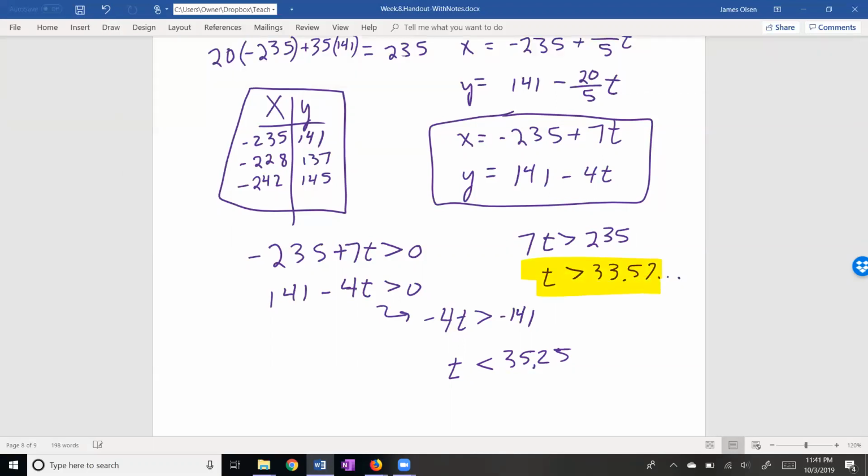So interestingly enough, I need to have a number that's greater than 33.5 and less than 35.25. And t is an integer. There's only two possibilities for t. T is going to be 34 or t is going to be 35. So let's write those answers down.